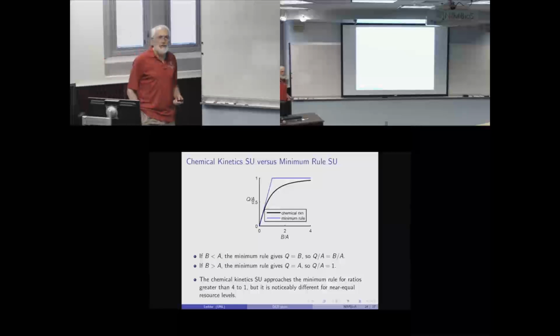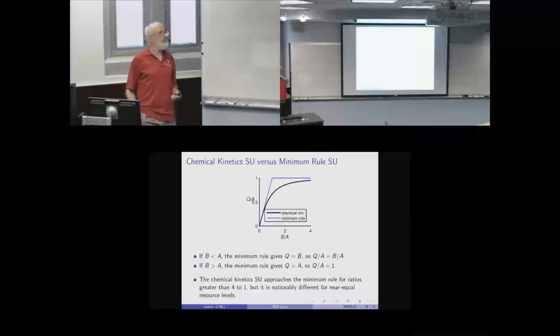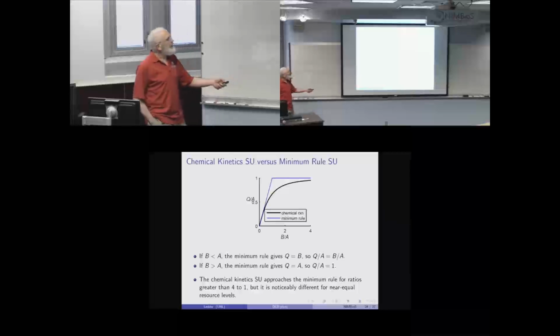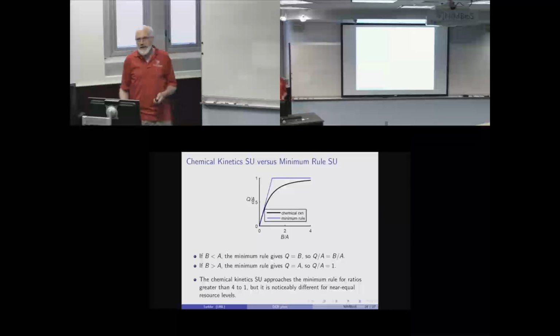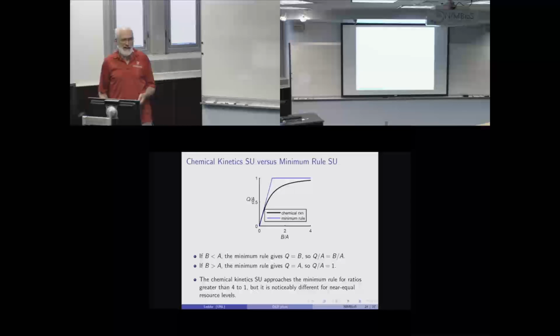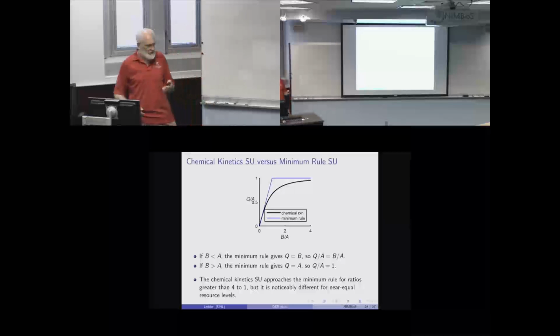So it approaches the minimum rule for ratios greater than 4:1, but it's noticeably different for near equal resource levels, and I was surprised by how much different it is. So if you take equal resource levels, this value is only 2/3 of that value. It's quite a lot less. So if you have a good balance between the reactants in a chemical kinetics-based synthesizing unit model, you actually have a fair amount of rejection flux of both of the reactants. And that's because the reactions are not instantaneous. It takes some time. You can't connect the carbon and the nitrogen together as fast as you can receive them.